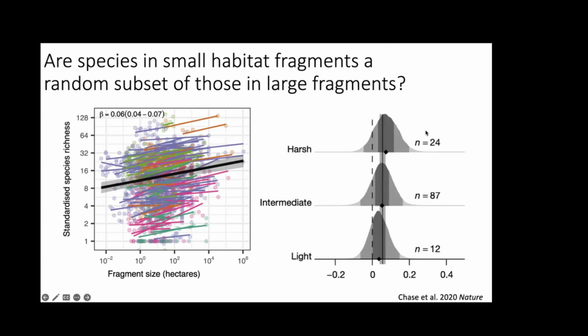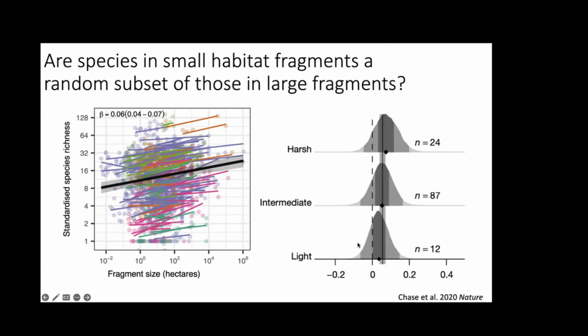If it's a harsh landscape, we thought of that as a landscape that was going to be hard for species to move in between the habitat fragments, as opposed to a light habitat or a light matrix where it might have been easier to disperse between habitat fragments. And this plot shows the slope. This is the slope of the relationship between habitat fragment size and species richness, and how that responded to these different categories of the matrix.